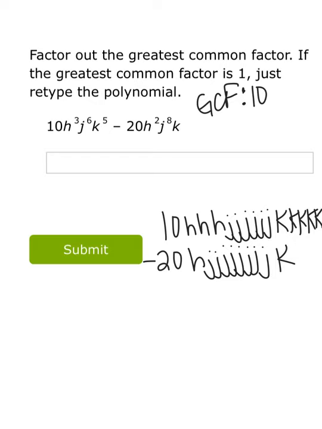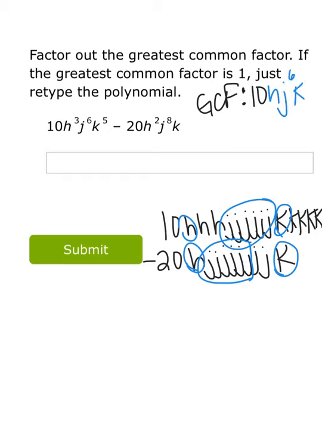What do they both have the same number of? So they both have at least 1 h in common. They both have at least 6 j's in common. And they both have at least 1 k. So from that I can see we have 1 h, 6 j's, and 1 k. Alrighty, so let's go ahead and divide each term by 10hj to the 6th k.